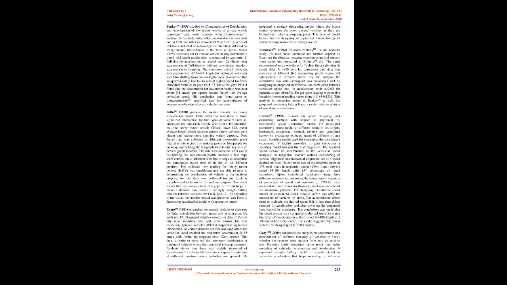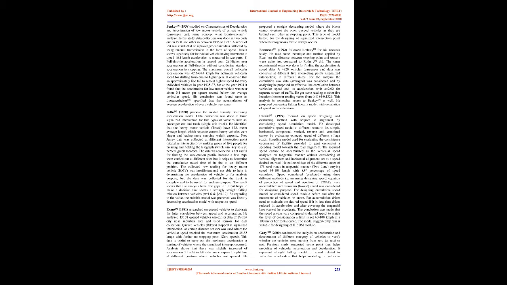Bonison 5, 1992, followed Rothery 8 for his research study. He used the same technique and method applied by Evans, but the distance between the stopping point and sensors was quite less compared to what Rothery 8 did. The same experimental setup was used for finding the acceleration and speed data. A 4,820 vehicles, passenger car, data was collected at 5 different intersecting points, signalized intersections, in different states.